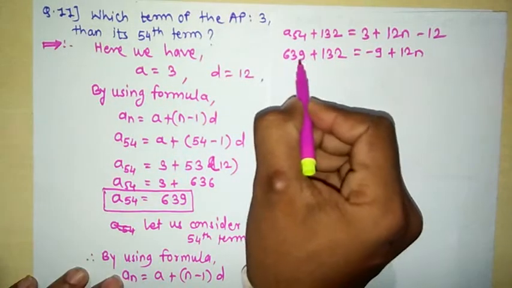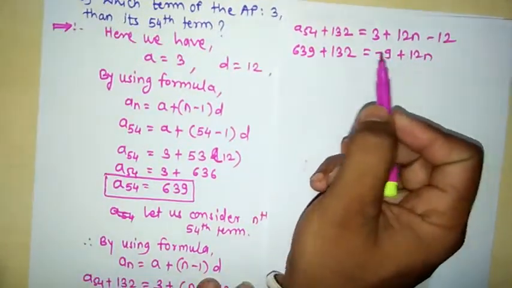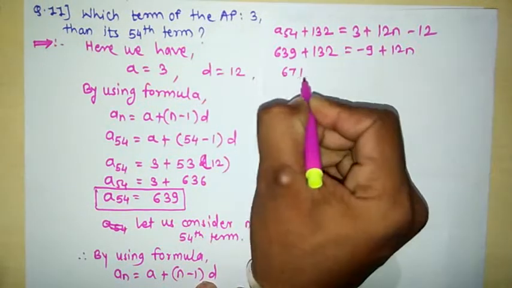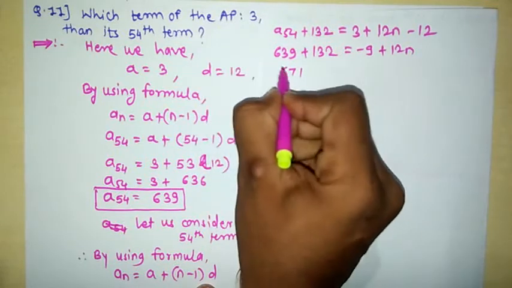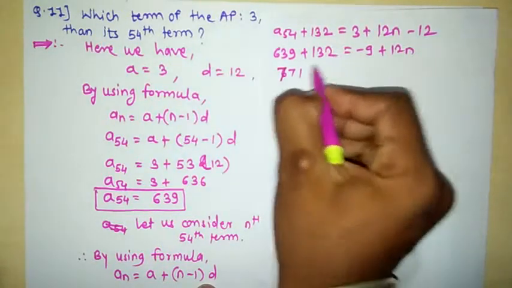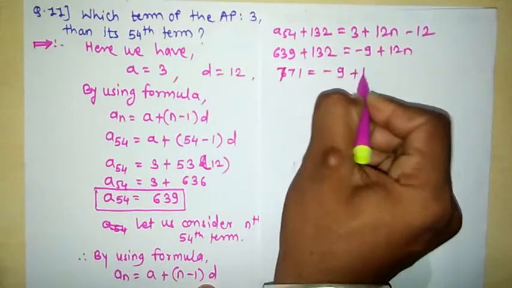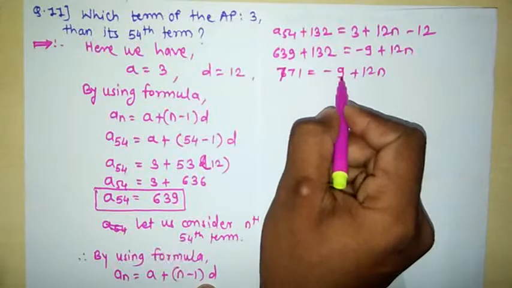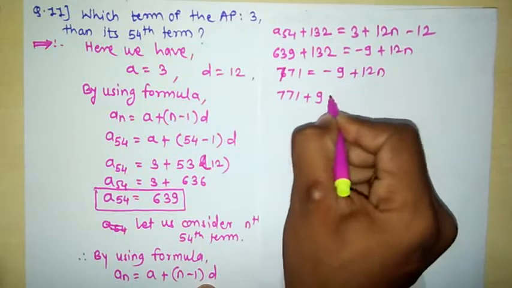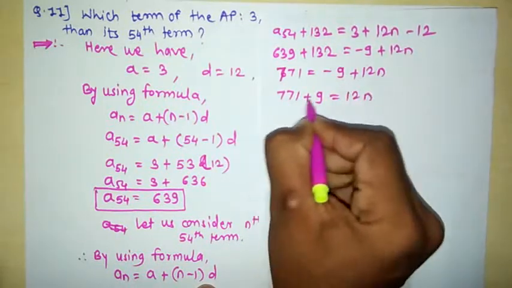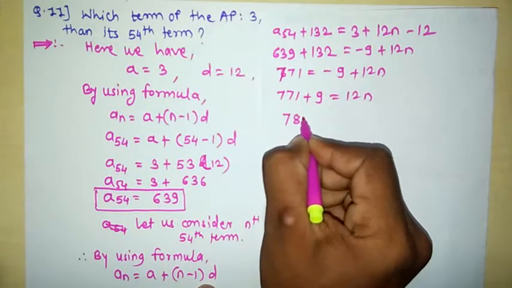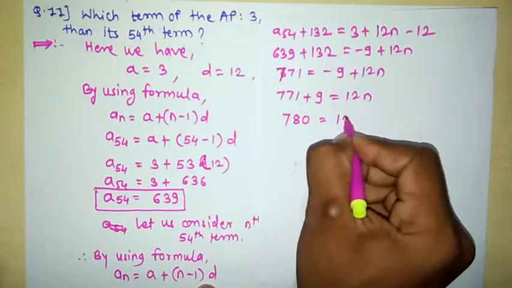Now we have to add this. 639 plus 132 is equal to how much? That is 771. It is 771, which is equal to minus 9 plus 12n. Now send this minus 9 towards the right hand side, it will become plus. 771 plus 9 is equal to 12n. Now 771 plus 9 is equal to how much? That is 780, which is equal to 12n.